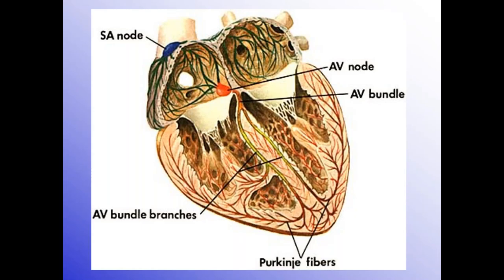So let's talk in general first about the basic conduction system of the heart. The conduction system starts from the SA node. An impulse gets generated in the SA node and reaches the AV node. From the AV node, it goes into the right and the left bundle. And from the bundles, it goes into the ventricular myocardium with the help of Purkinje fibers.